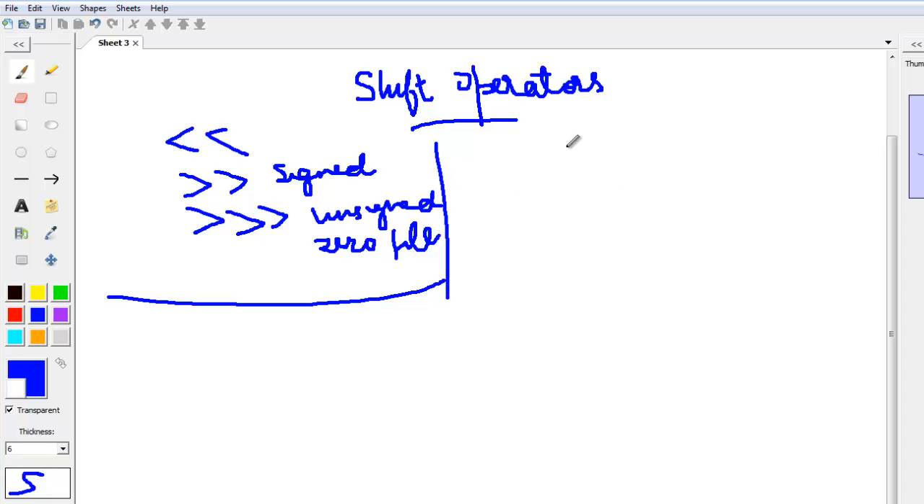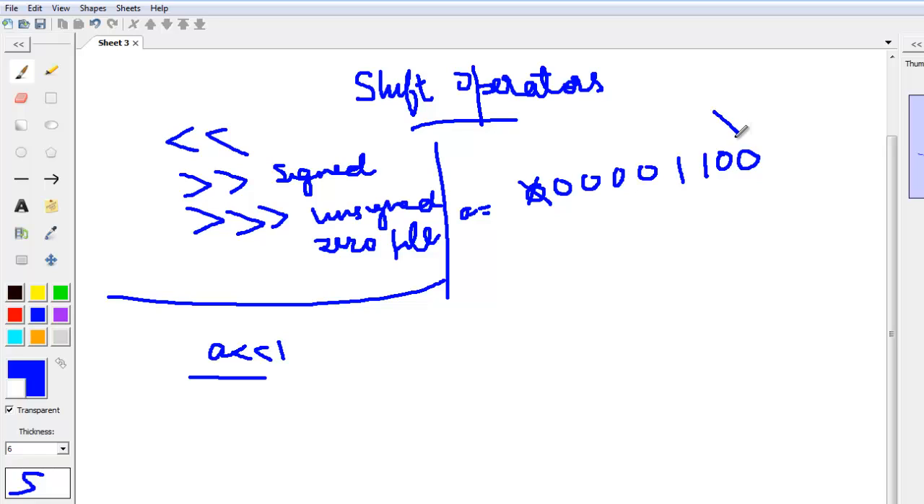We say there is a value which is 6. So this will be 0, 2 and 4. 1, 2, 3, 4, 5, 6, 7 and 8. So in case I say this is A and I say A left shift by 1 position. So this means every bit will shift towards left by 1 and the extreme left bit will move out and there will be a 0 added in the extreme right.